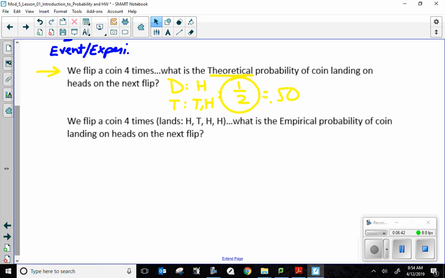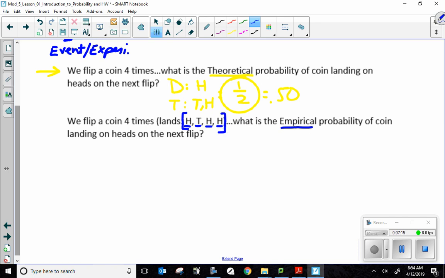Let's talk about empirical probability. If we flip a coin 4 times and we actually record the data for that, and the first time it lands on heads, the second time tails, the third time heads, and the fourth time heads. What is the empirical probability of the coin landing on heads on the next flip? This is not theory anymore. We are actually going to use our data.